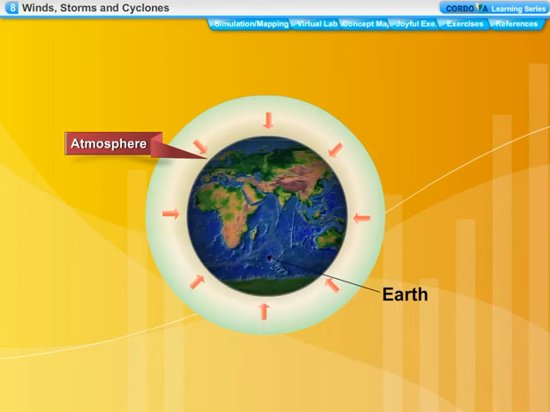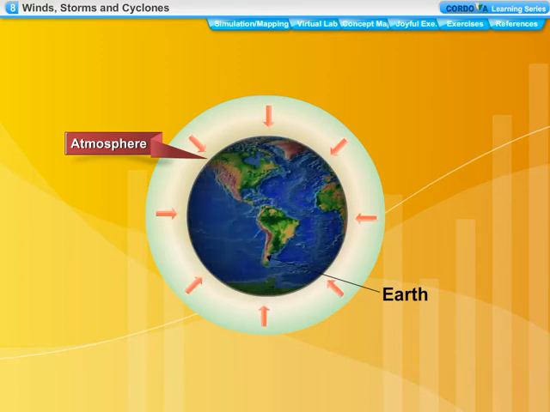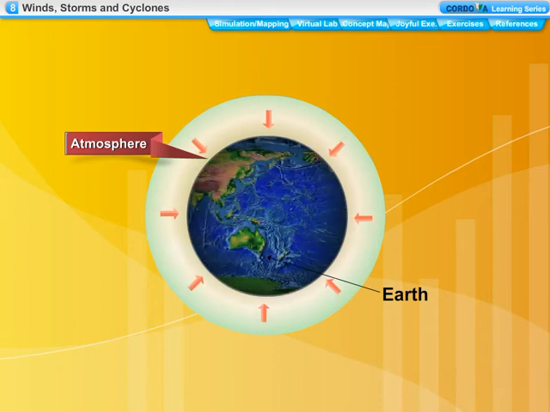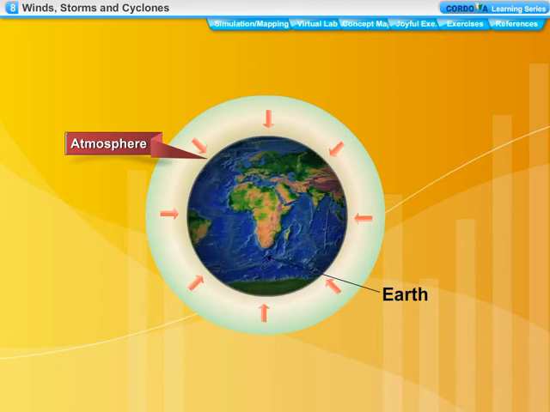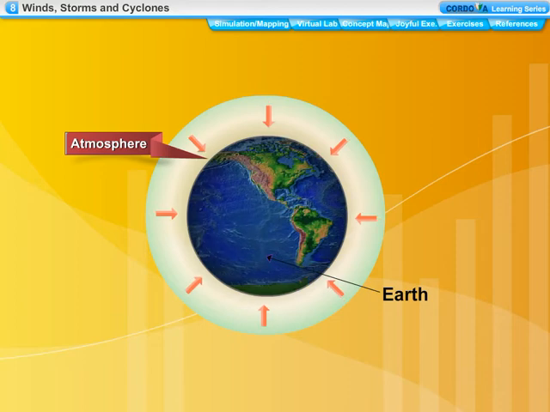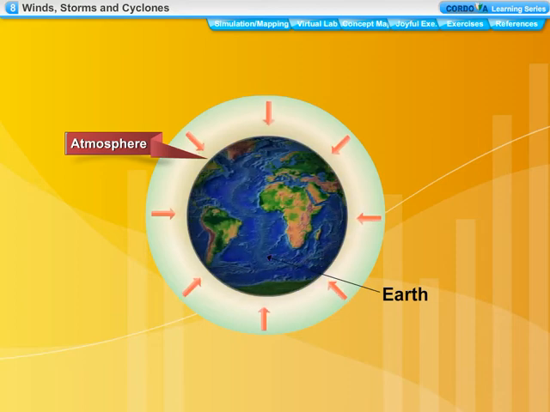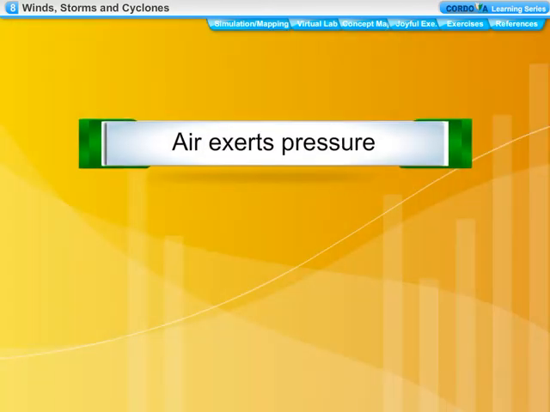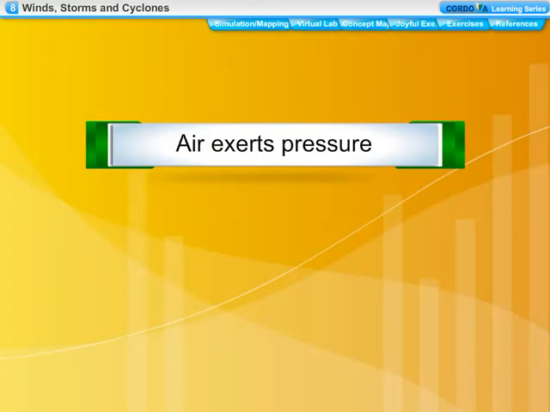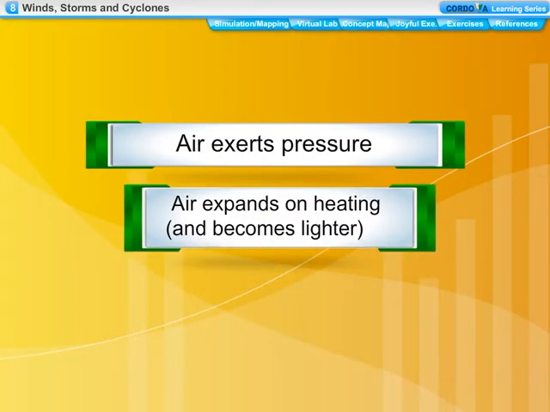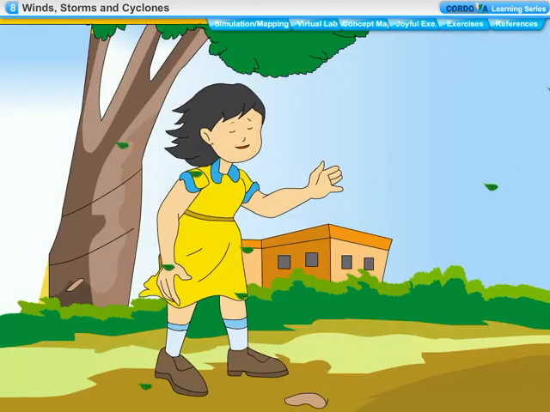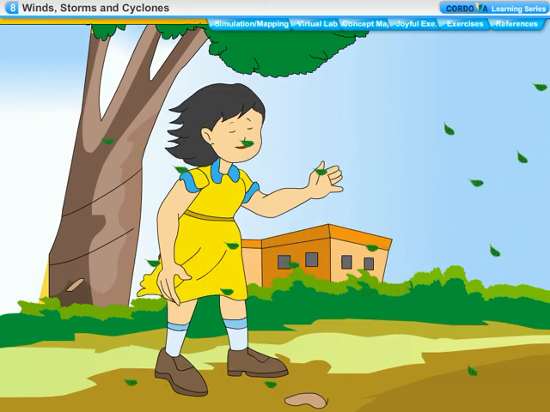Air exerts force on the Earth due to its weight. The pressure exerted by the air present in the atmosphere is called atmospheric pressure. In this chapter, we will study two important properties of air. Air exerts pressure. Air expands on heating and becomes lighter. Before we begin, we remember that the moving air is called the wind.